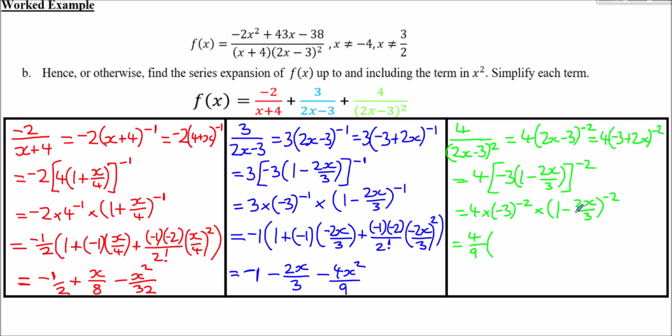Now we do a binomial expansion on this one, up to the x squared term. First term again, as ever, is 1. Then the power multiplied by this. So we have minus 2 multiplied by minus 2x over 3. Then the power times by the power minus 1, all over 2 factorial, times by this thing here, squared.